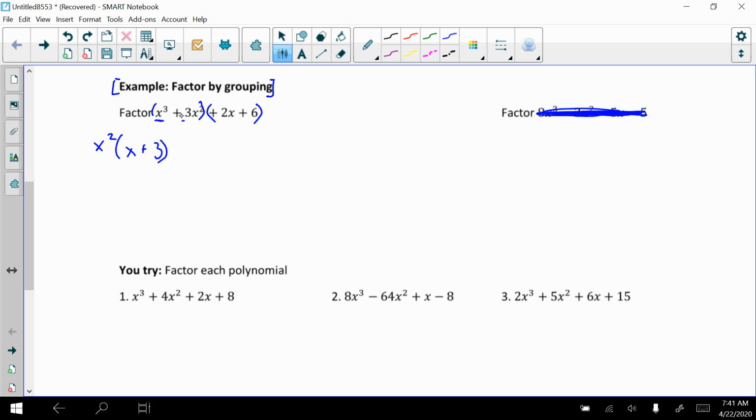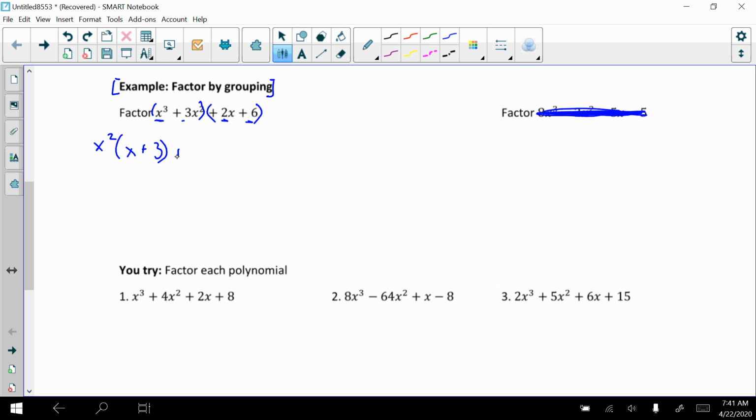Now I'm going to ignore that, and I'm going to look at my second piece. I'm going to do the same thing. Is there a GCF that I can factor out of both of these terms? Well, they don't both have a variable, so I know I can't take out an x, but they do both have a number that I could factor out. I could divide this by 2. I could also divide this by 2. So the GCF that I could take out of there is 2. So I'm going to factor out a 2, and it's going to be a positive 2.